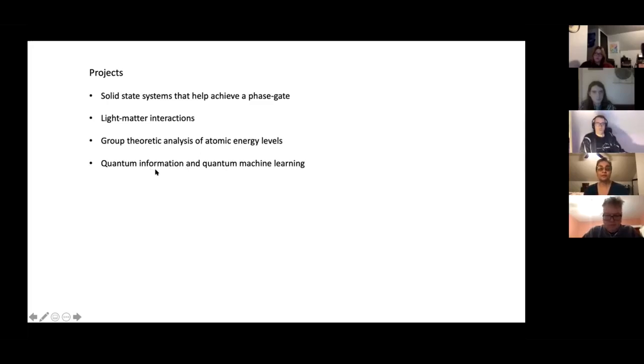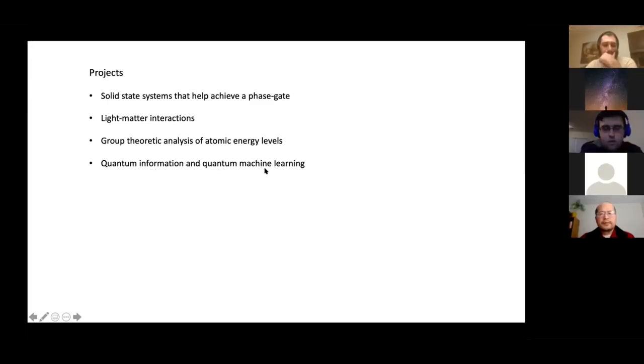And I also do quantum information and quantum machine learning. I work in collaboration with a group at Harvard University. We have a group meeting every week, and everybody does presentations, and we discuss what we are working on. It's basically very fast evolving and very current.